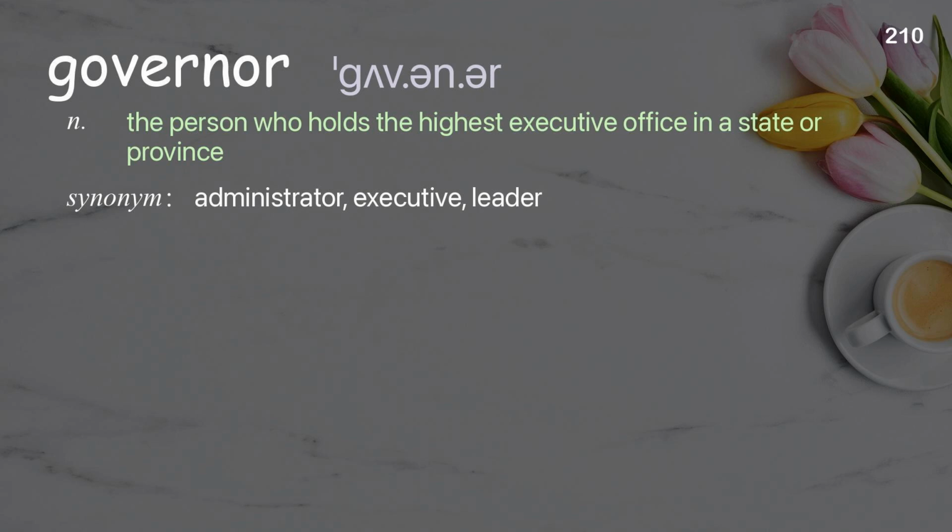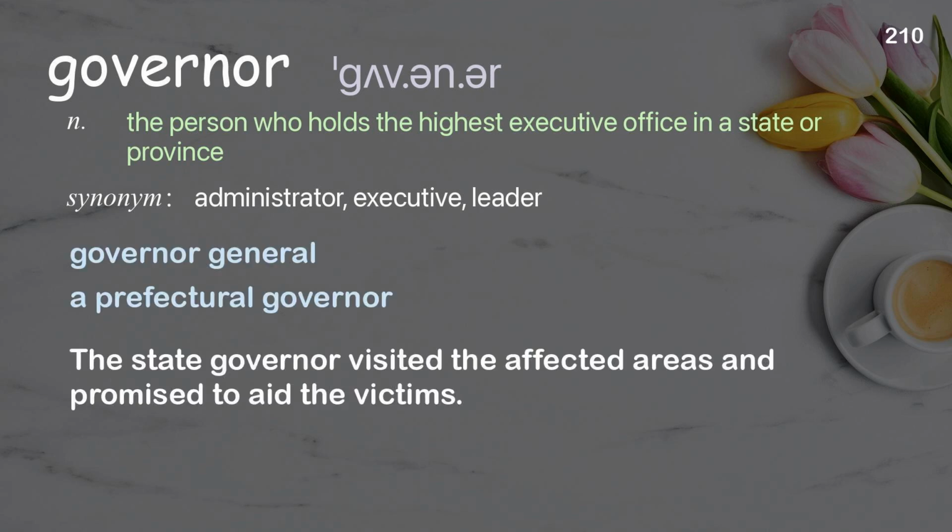Governor. The person who holds the highest executive office in a state or province. Examples: Governor general, a prefectural governor. The state governor visited the affected areas and promised to aid the victims.